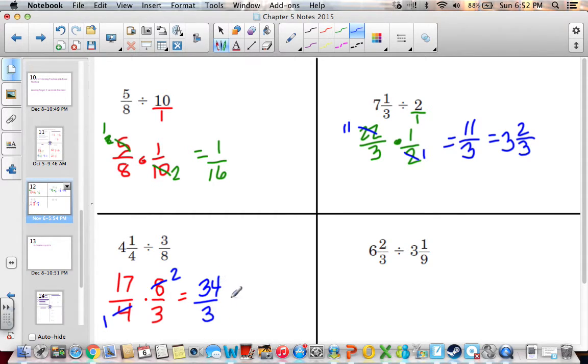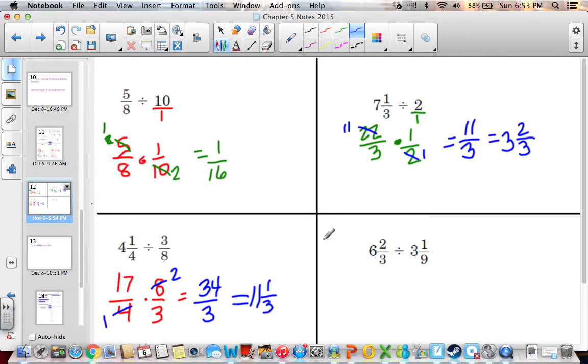I know that 3 goes into 34 11 times. 11 times 3 is 33. I have 1 left over and keep my denominator. 3 times 11 is 33, plus 1 is 34 thirds.